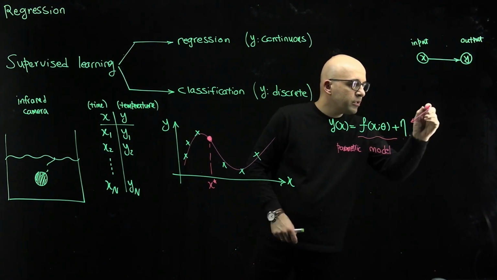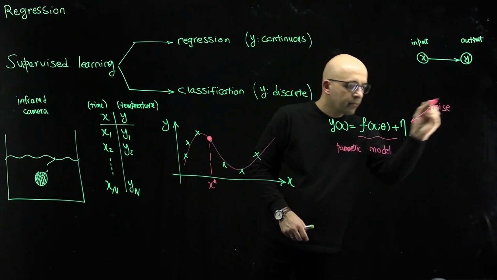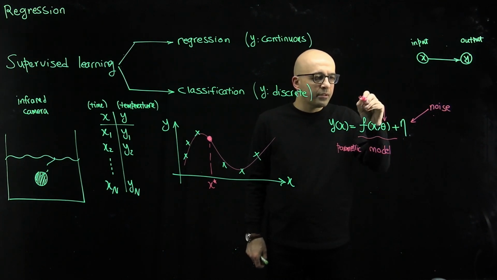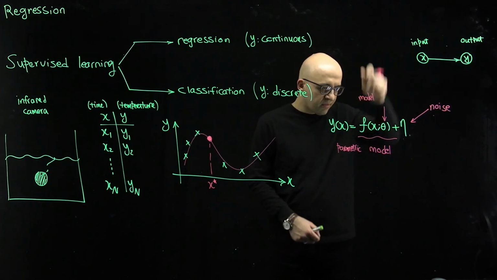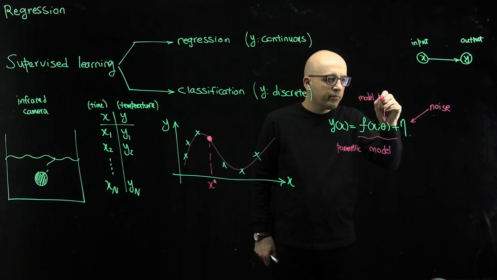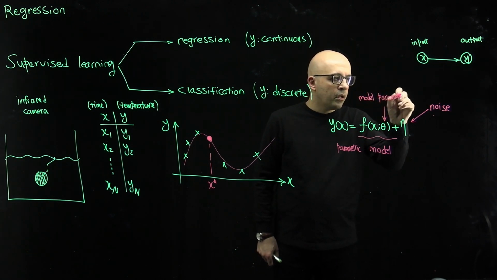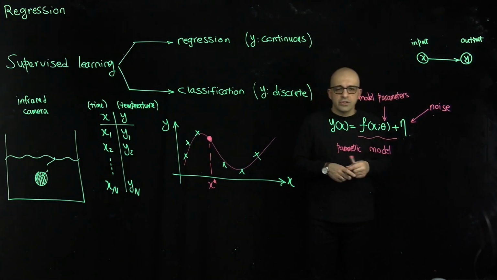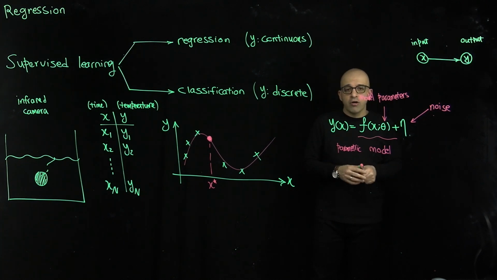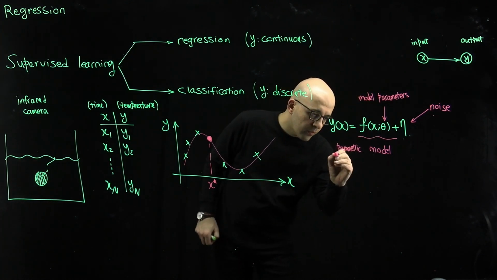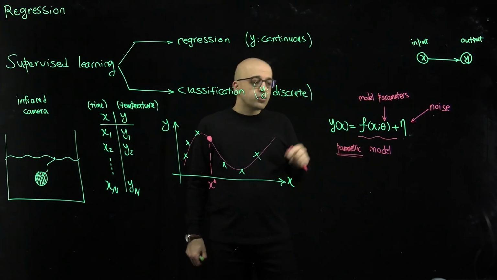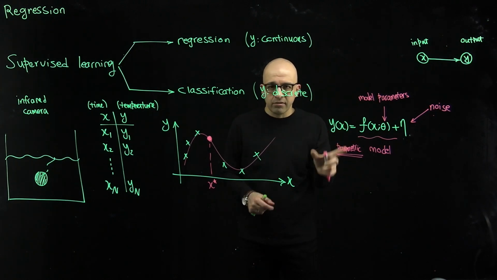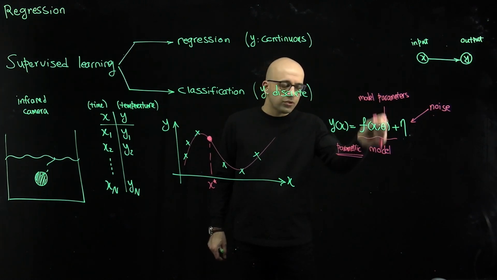Eta is the measurement noise, and theta is the vector of model parameters. It's not just one value, it's a vector of all the parameters, which is actually the thing that we are trying to learn here. So this is a generic form of parametric model. I want to emphasize this is a parametric model. We also have non-parametric models, but I'm not going to talk about that. So we're going to focus on a particular class of regression techniques where the model is parameterized by this vector theta.